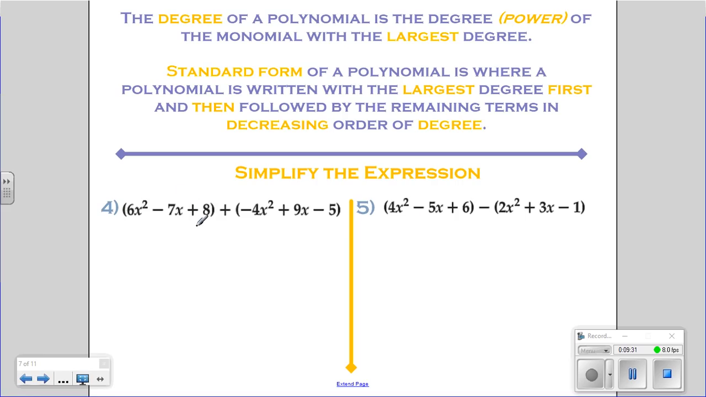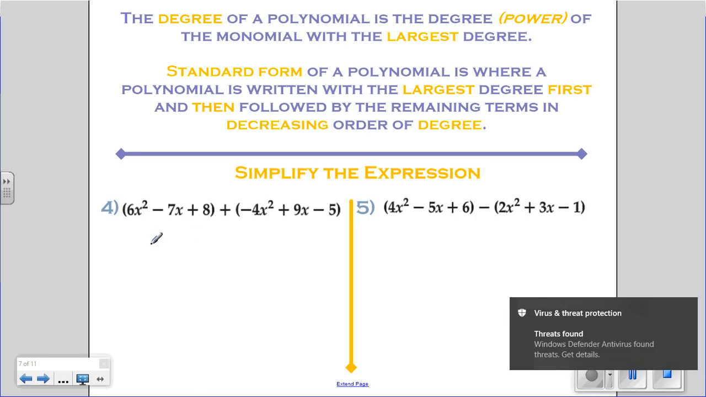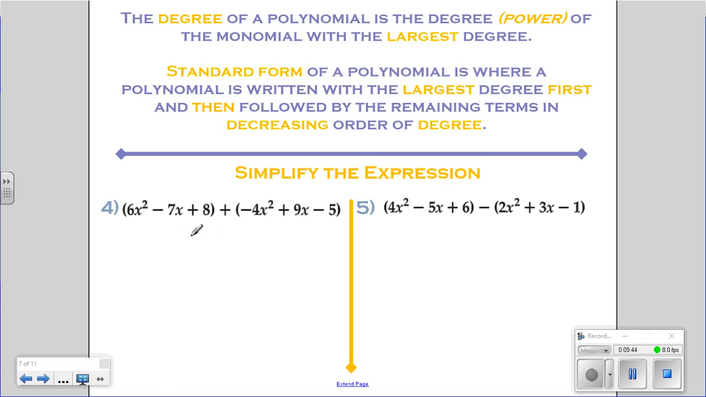So for number 4, we're going to simplify the expression by adding the two polynomials. Some people choose to add horizontally, or some people choose to stack vertically. Stacking vertically is easier if you have trouble staying organized and keeping up with things. So let's apply the stack rule.